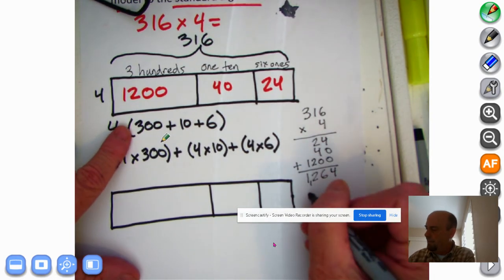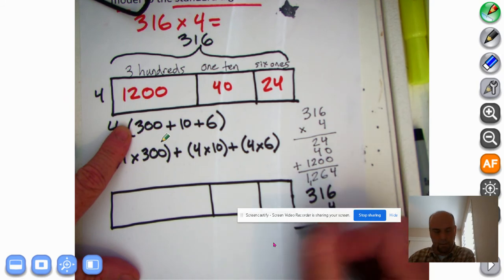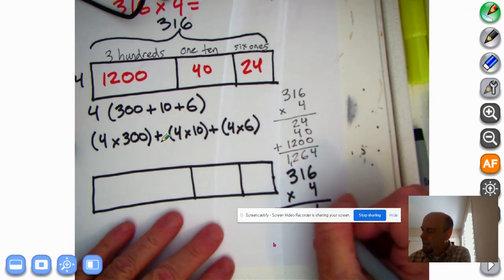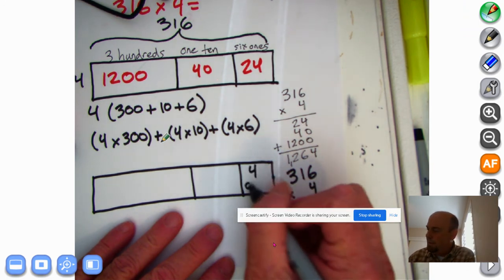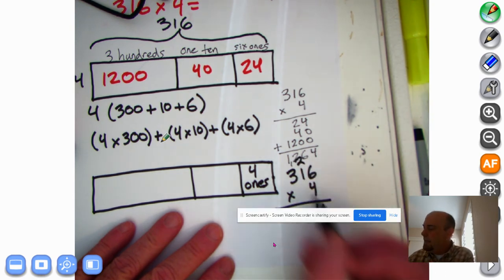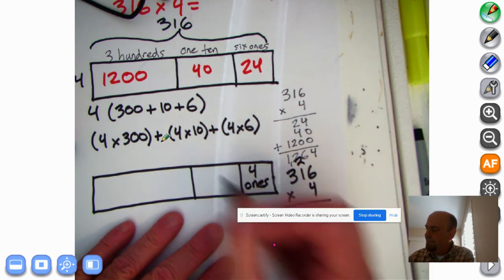How about right over here? I'm running out of room again. Watch this. This is really going to blow your mind. Okay, 6 times 4 is 24, right? 4 ones. So I'm going to put 4 ones, right? But then the 2 goes up here, the 2 tens for 24. So 1 times 4 tens is 4 tens, but then 6 tens, right?